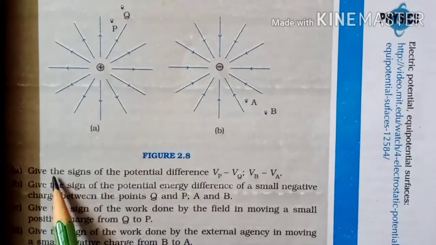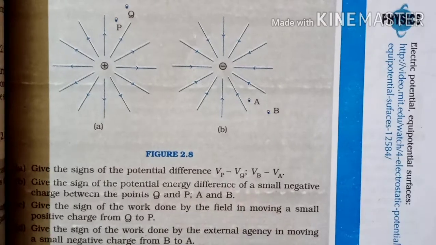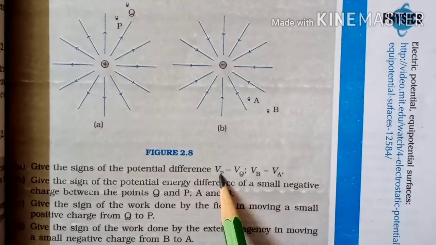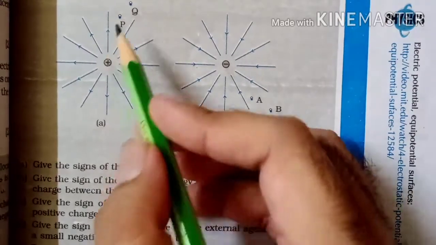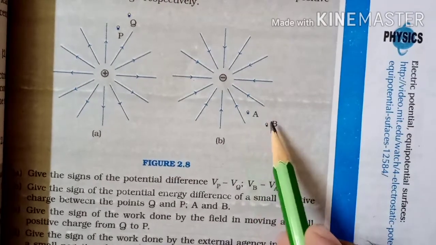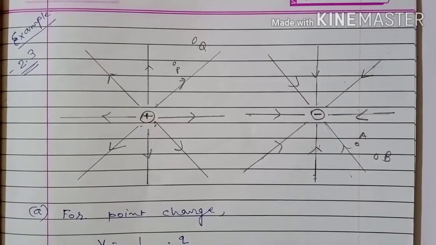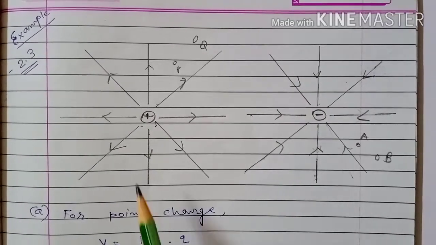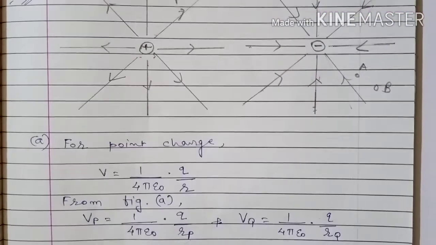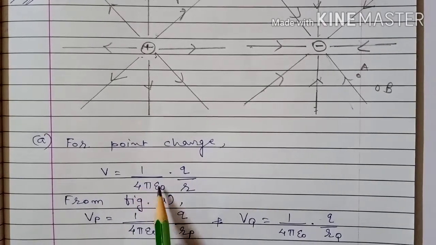First, they are asking us to give the signs of the potential difference Vp minus Vq and Vb minus Va. First, we have to find potential difference between these 2 points P and Q. Then we have to find potential difference, that is Vb minus Va. Now, first we will find potential at point P, then we will find potential at point Q. For a point charge, formula of electrostatic potential is V is equal to 1 upon 4 pi epsilon naught Q by R.